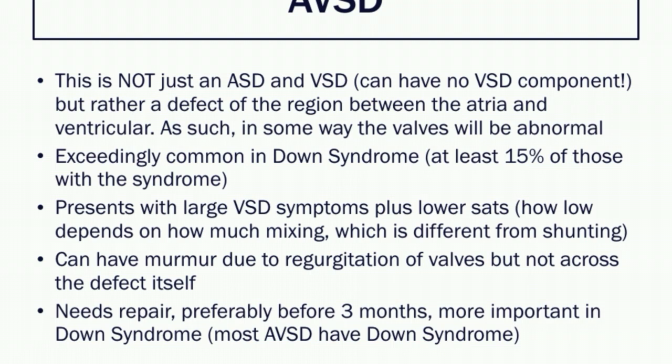You can have 2 very, very slightly abnormal valves with barely any leak whatsoever, or you can have 1 joint valve, which basically has 5 leaflets rather than a 3 and a 2, and these often need full repair as you're actually doing the repair on the whole valve.